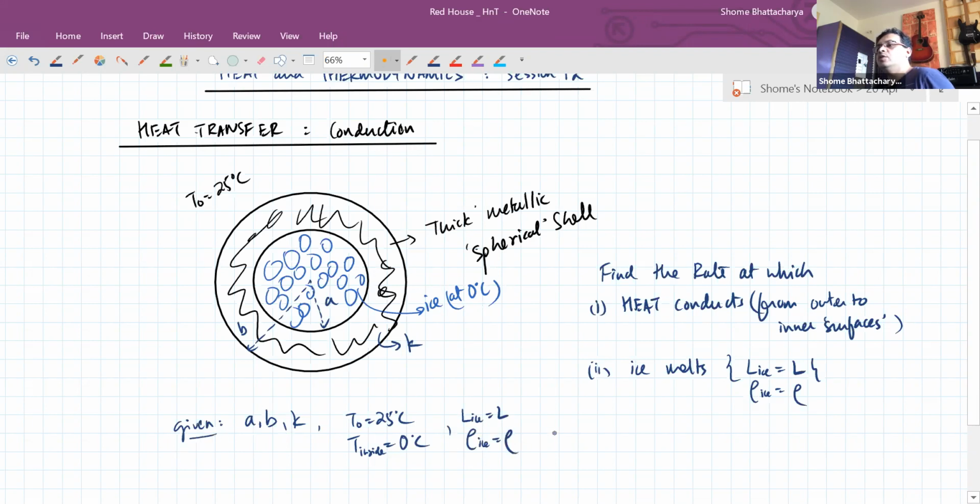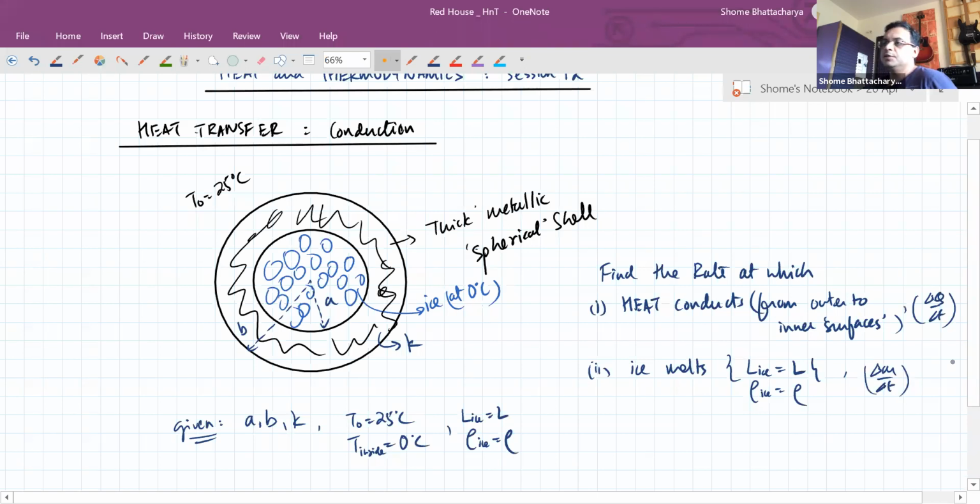So in terms of all these given quantities, we have to calculate these two things: the heat current, delta Q by delta T, and the rate at which the ice melts, delta M by delta T. Mass per unit time, how much mass per unit time of ice melts.